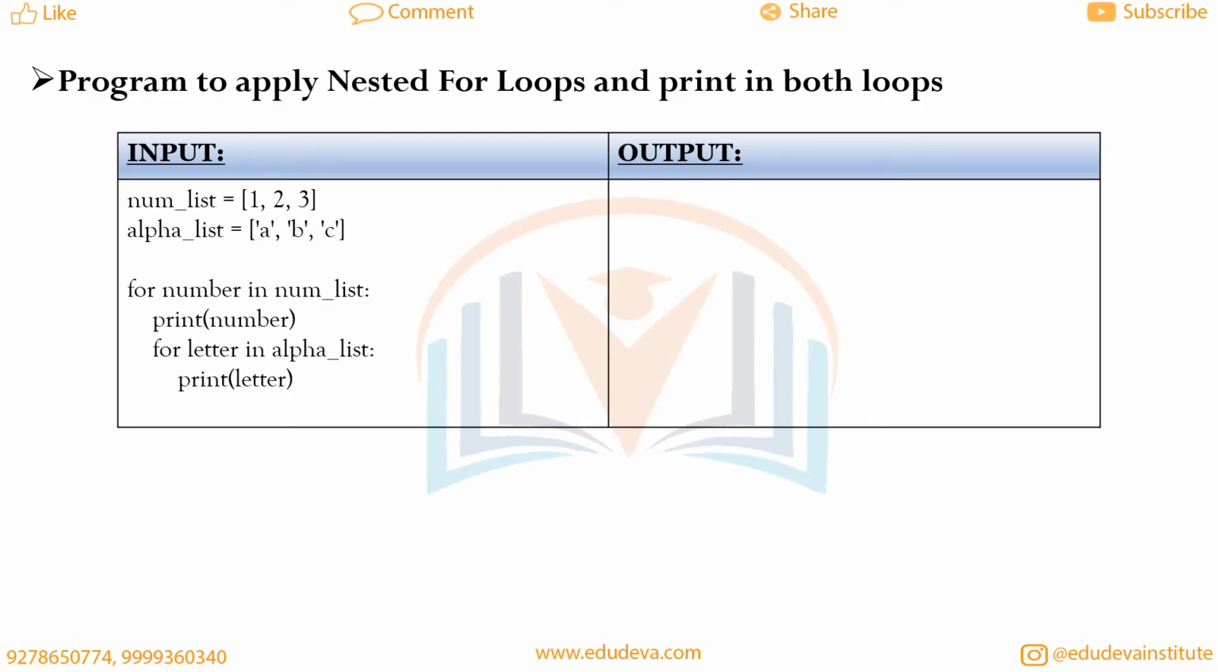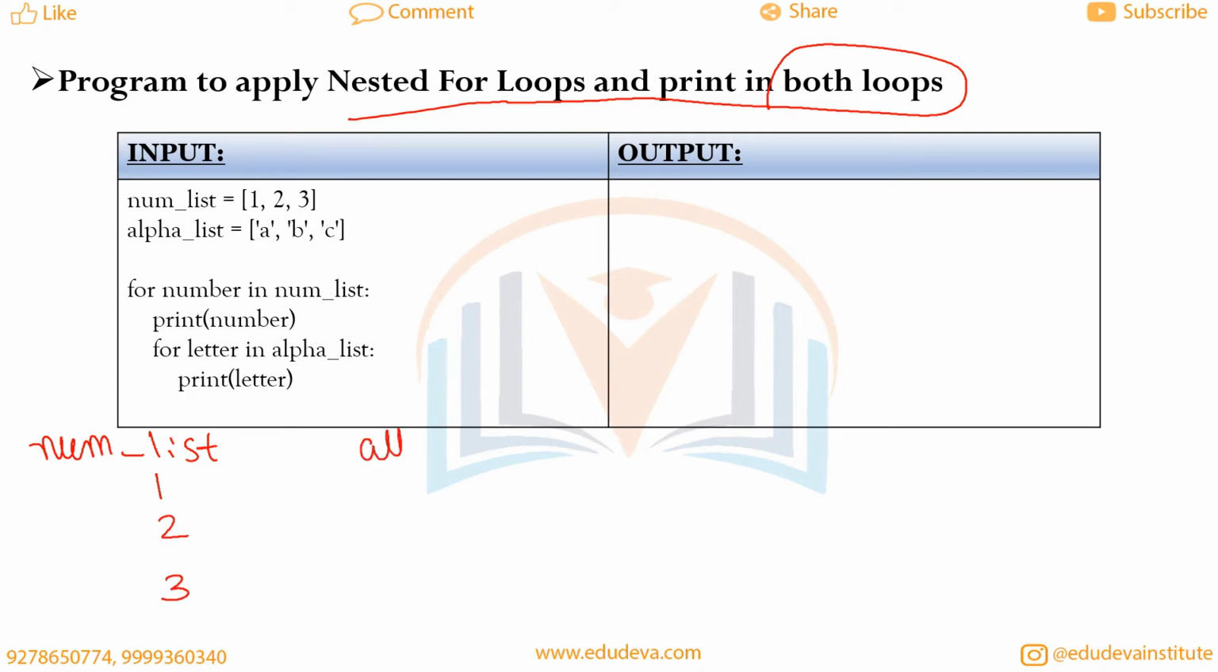In this program, we will apply nested for loops, and we will include a print statement in both the loops. Here given is the list. A list is a sequence of elements. So the first list is num list, and the elements of num list are 1, 2 and 3. And another list is alpha list, and the elements of alpha list are A, B and C.